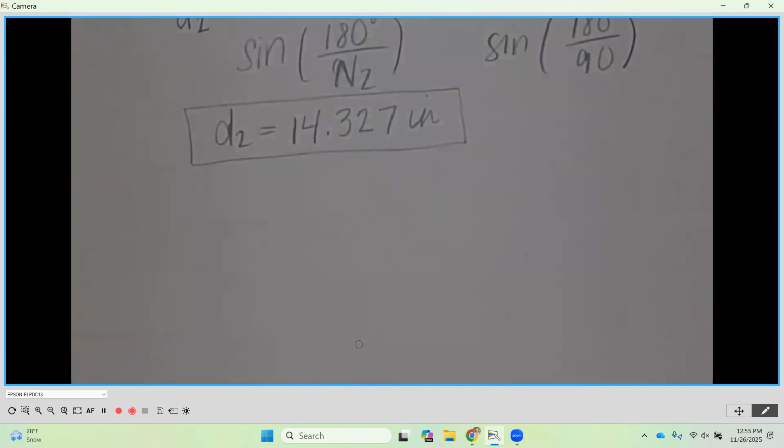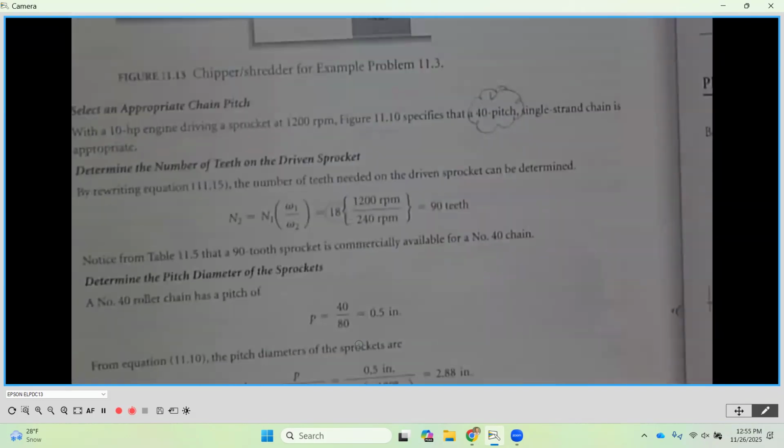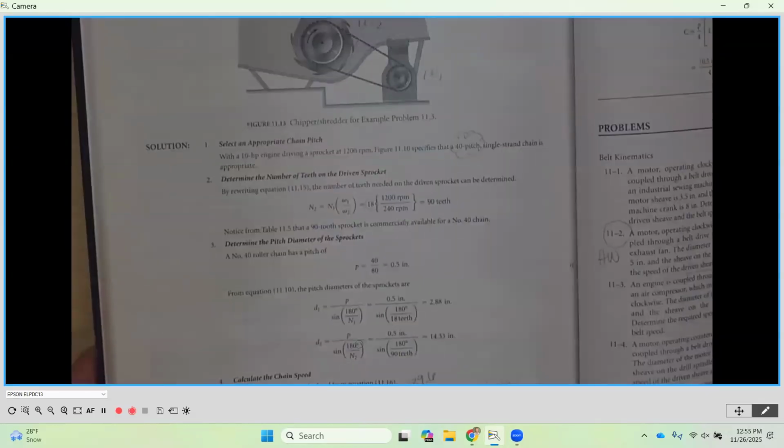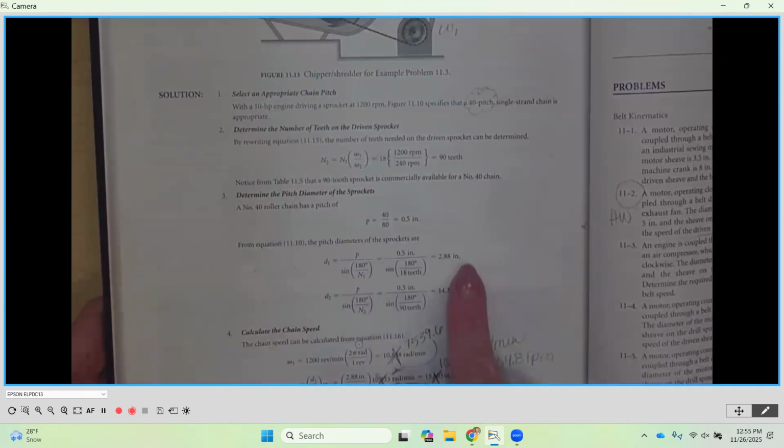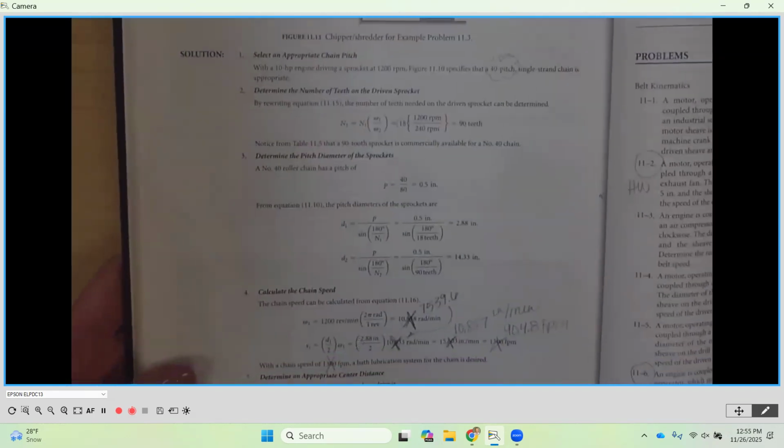Let's look at our example to catch us up. We have gone through step 3, so we just did our pitch diameters. The next thing they're going to have us do, because we're going to need it, is calculating the chain speed. Now, this isn't something they were asking us for, but we need it for calculations coming up and also to check that it's within the range.